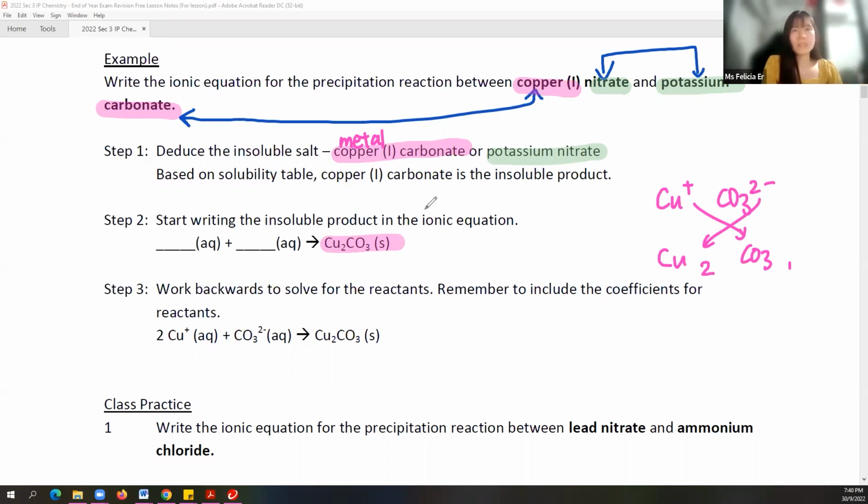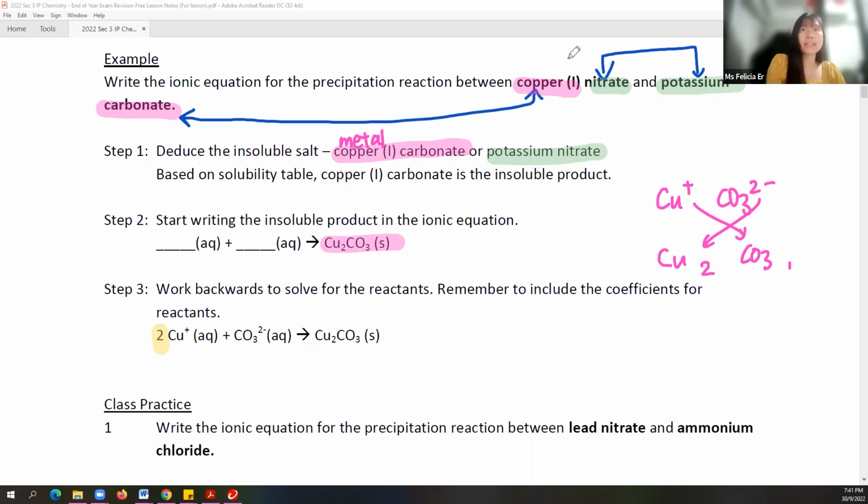So for a precipitation reaction, you don't need to write out the spectator ions. You directly write what the solid precipitate is over here. After you're done writing, next is what makes up copper carbonate. It will be copper and carbonate that make up copper carbonate. So that's why you write down the chemical formula of the copper ion and the carbonate ion. Then remember to include the front number to balance the equation. Because you have a total of 2 coppers, remember to put it in front to balance the equation.